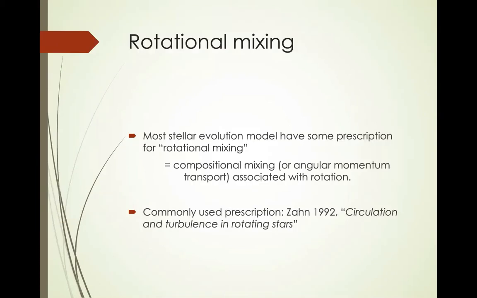An important concept in stellar astrophysics is that of rotational mixing. Rotational mixing is a fairly loose concept that describes compositional mixing or angular momentum transport that is associated with rotation. And most stellar evolution models have some prescription or another for rotational mixing. A very commonly used prescription in models today is that proposed by Jean-Paul Zahn in 1992 in his famous paper called Circulation and Turbulence in Rotating Stars. And in a little bit, I will tell you more about this paper.